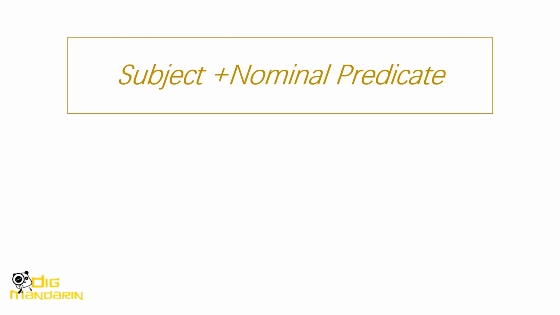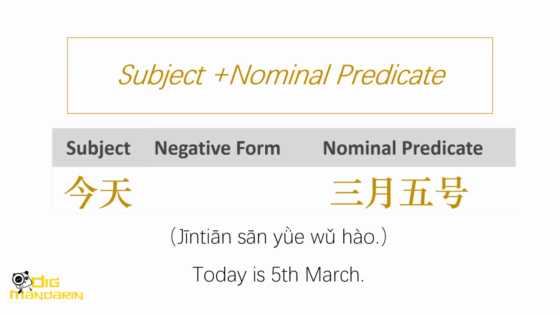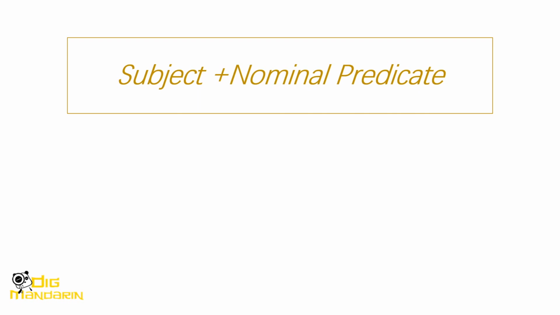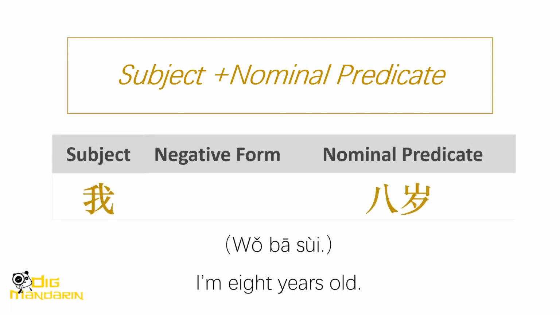Now let's look at some examples on how we can use it. Example 1. 今天3月5号 Today is 5th March. Example 2. 我8岁 I'm 8 years old.